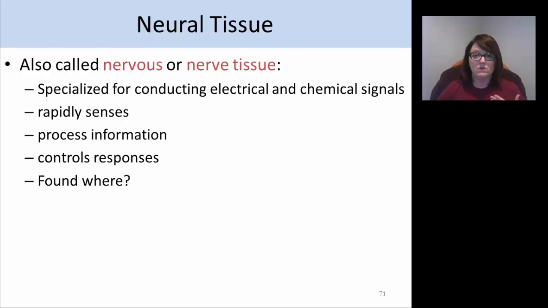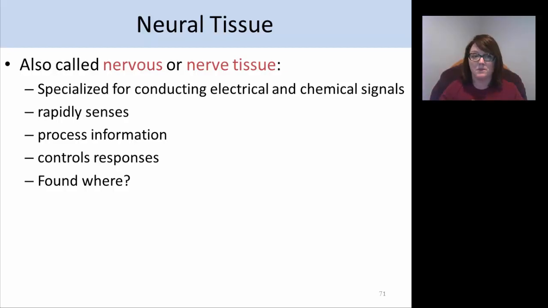We're going to use nervous tissue for different things. We're going to use it to rapidly sense both our internal and external environment. So we use nervous tissue for vision, but we also use nervous tissue to detect our blood pressure in our carotid artery. We're going to use nervous tissue to process information, so we're going to find nervous tissue in places like the brain and spinal cord, where some information processing can occur. And we're also going to use nervous tissue to control our responses to the information that we are sensing and processing.